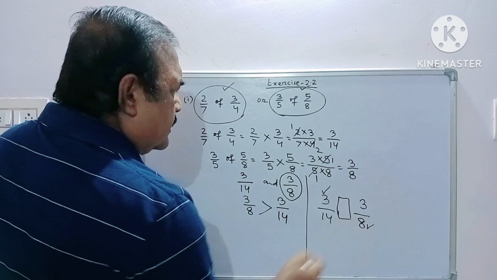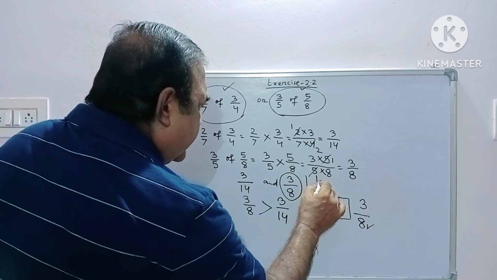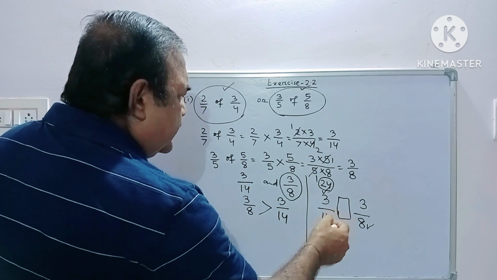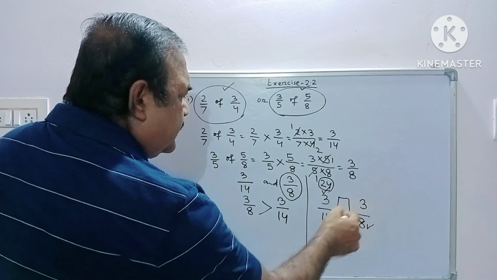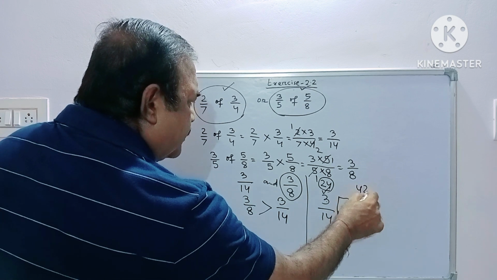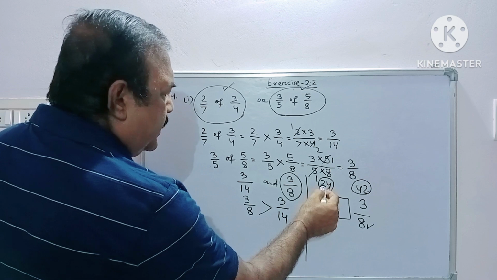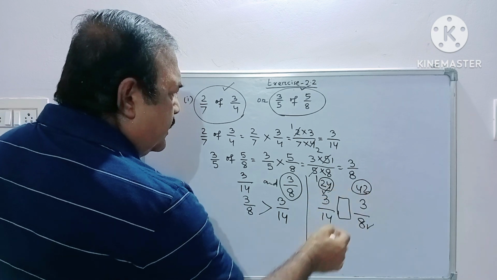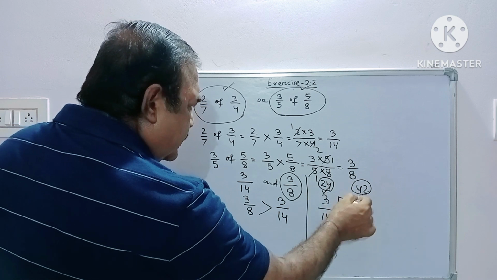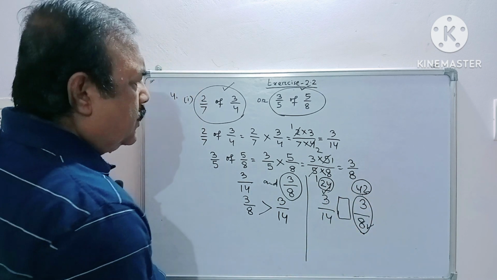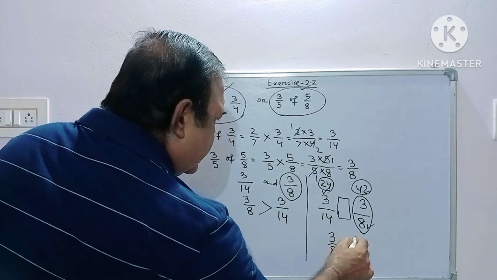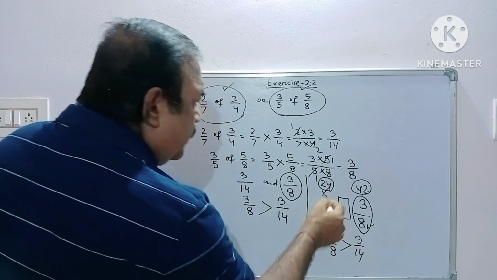eights are equal to 24, and you write here 24. Then you see the next, 14, and here it is 3. So 14 threes are 42. You write here 42. And you see 24 is less than 42. That means 42 is greater than 24. 42 is on this side. So 3 upon 8 is greater. So you may do like this. That means 3 upon 8 is greater than 3 upon 14.